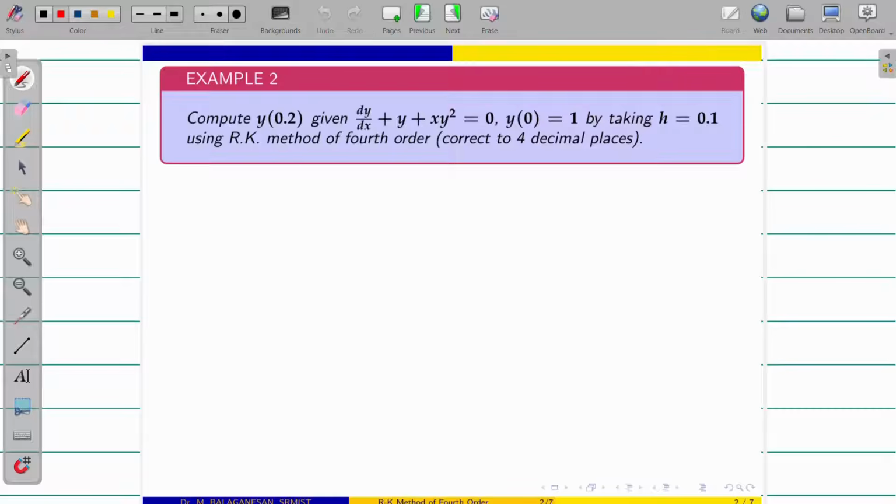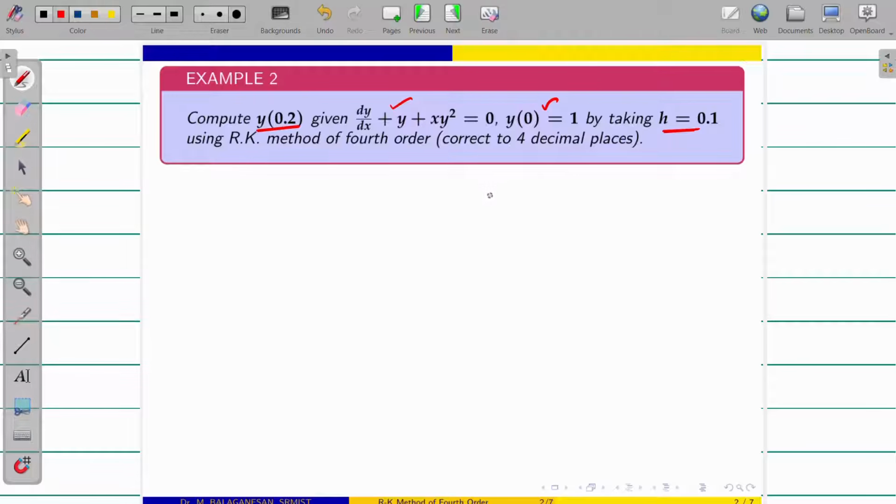Hi friends, this video is the continuation of the RK fourth order method. Here I have chosen one more different problem for your better understanding. Come to the problem. Compute y of 0.2, given this differential equation (ODE) and the initial condition, and they have given the h value directly here. h is equivalent to 0.1, which we have to take.